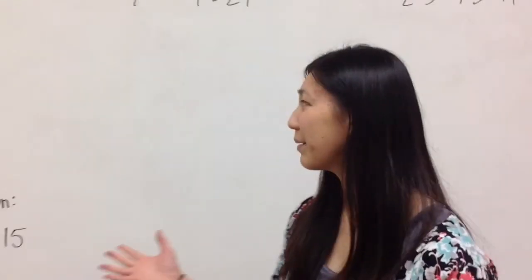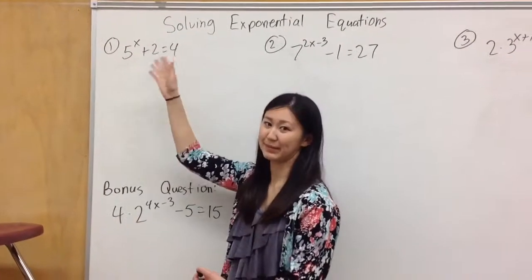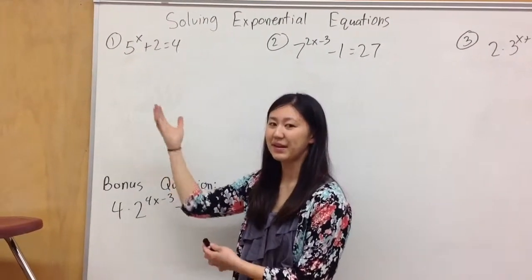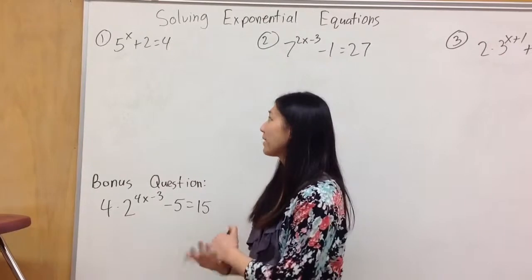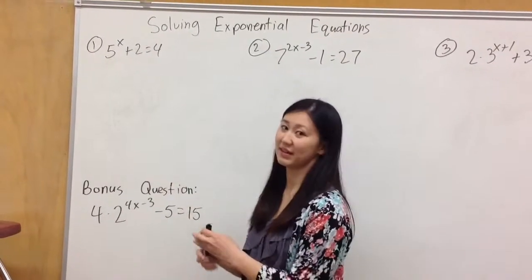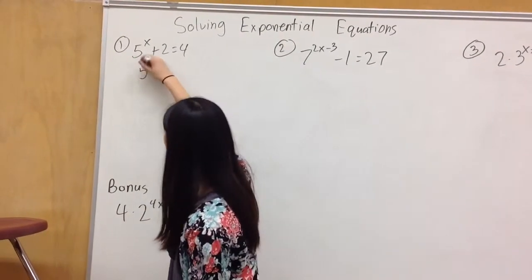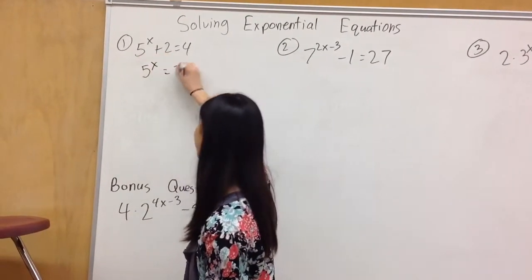I'm Ms. Matsuoka, and I'm going to teach you how to solve exponential equations. What I mean by an exponential equation is it has an x in the exponent, so it has a variable in the exponent, and we're going to solve for that. First thing I'm going to do is try to get x as much by itself as I can. So I'm going to subtract 2 from both sides. So we get 5 to the x power is equal to 2.